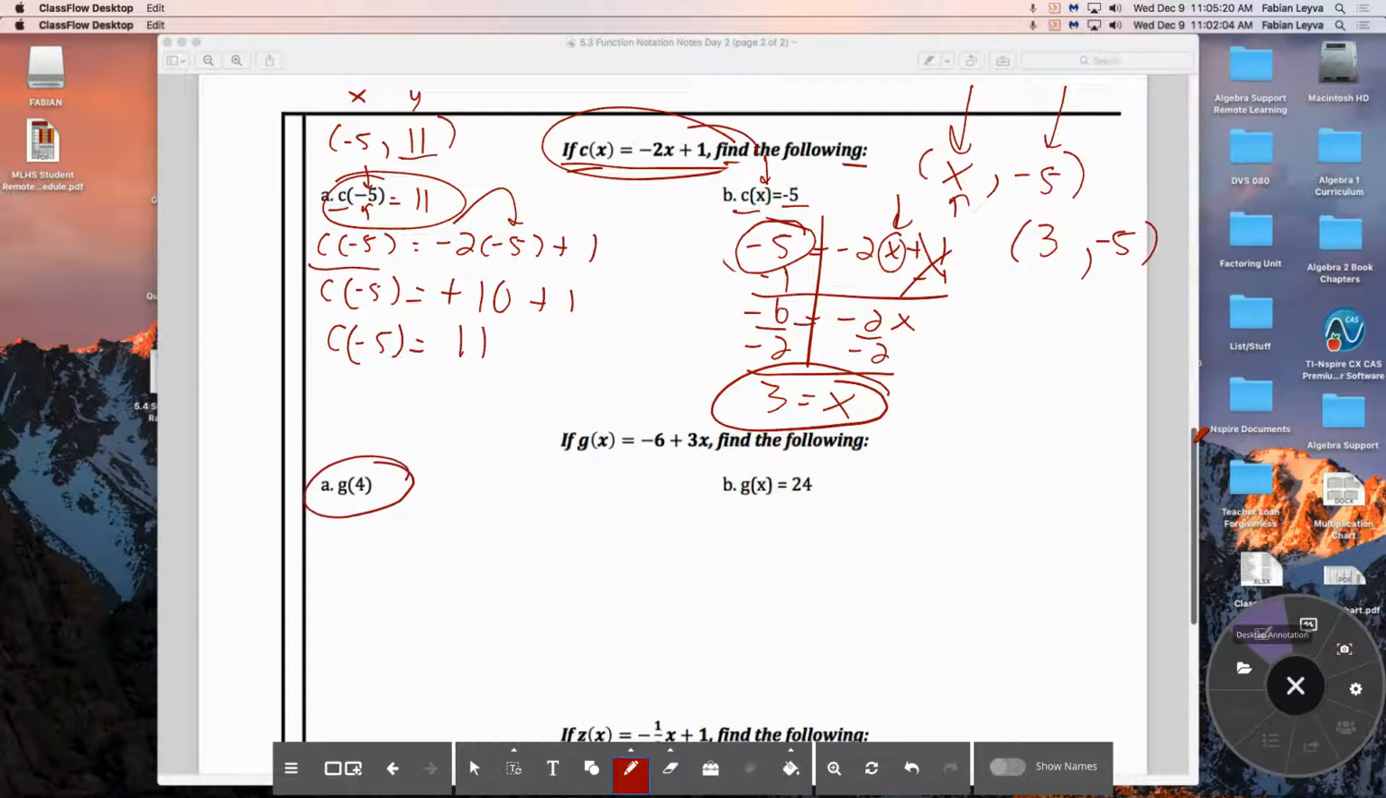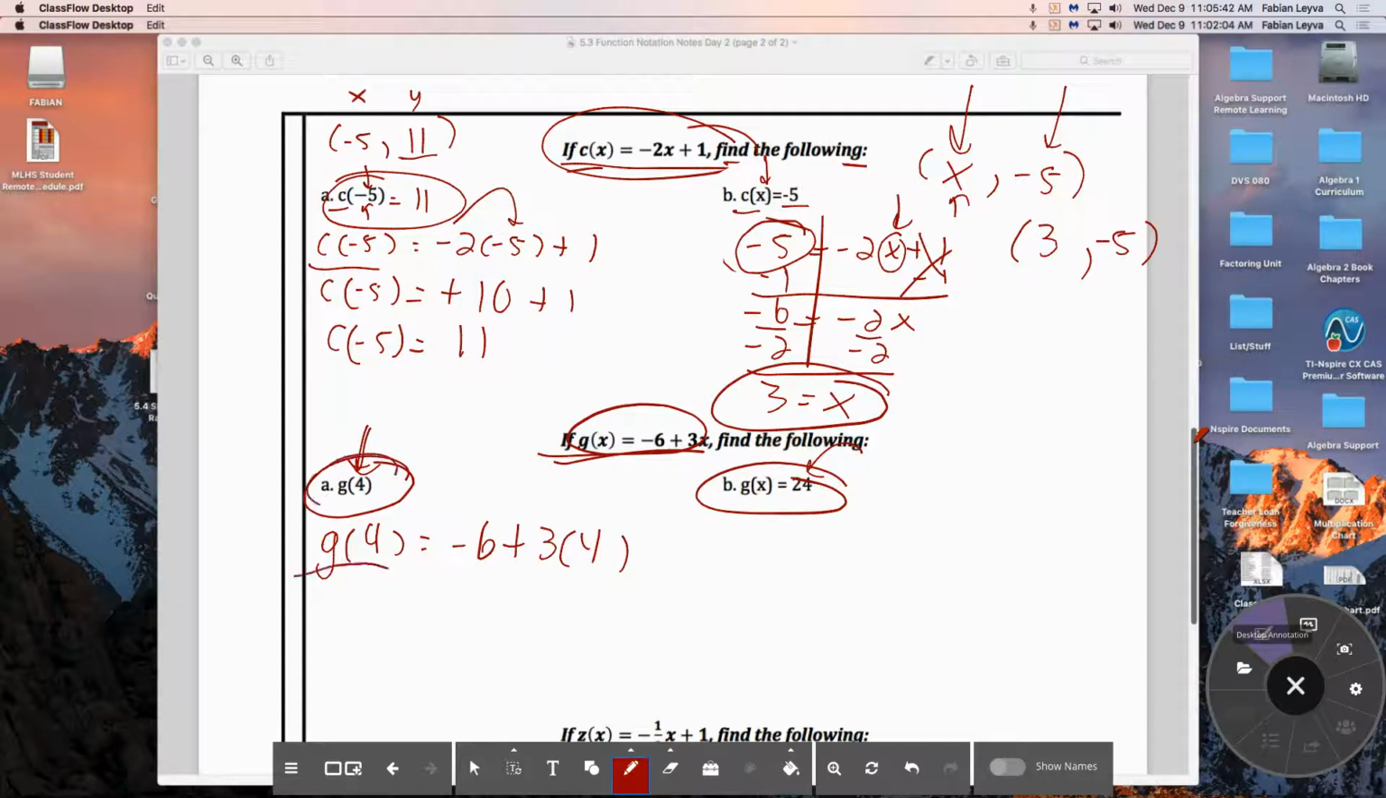So again, I gave you a function g of x, and I gave you g of 4, and then I gave you g of x is equal to a negative 24. Those are two separate problems that you need to make sure you understand. Whenever I have an input, I write down my equation, and everywhere I have an x, I write open parentheses, and then I go back and plug in my input. Now remember, this is what they're telling me to find. This is what it's equal to.